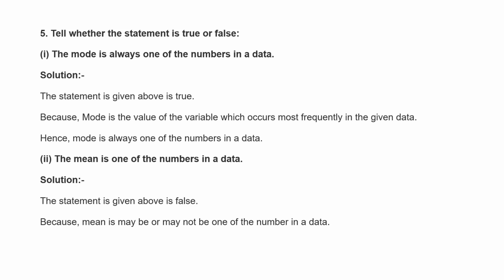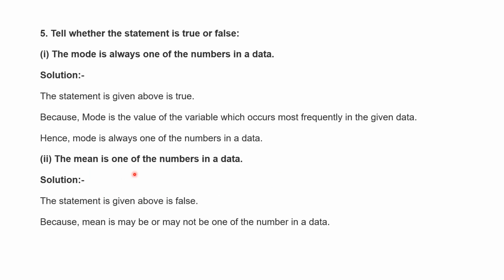Next, tell whether the statement is true or false. First one: the mode is always one of the numbers in a data. Yes, the above statement is true because mode means the most frequently occurring observation. It will be one of the given data, isn't it? It is one of the numbers in a data. So this statement is true.